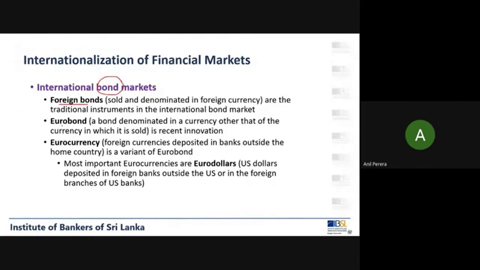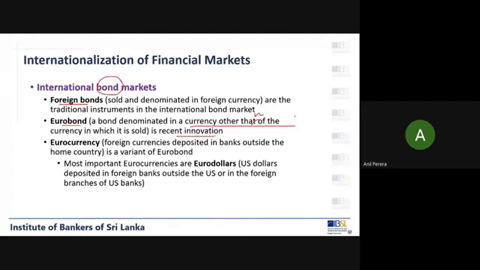Second type is euro bonds. This is a recent innovation. Recent innovation means it's not that traditional compared to foreign bonds. So a euro bond is denominated in a currency other than that of the currency in which it is sold. It's a bond denominated in a currency other than the currency in which it is sold.